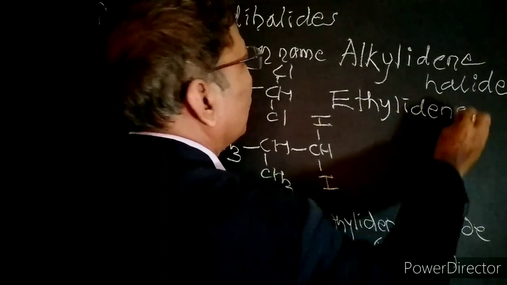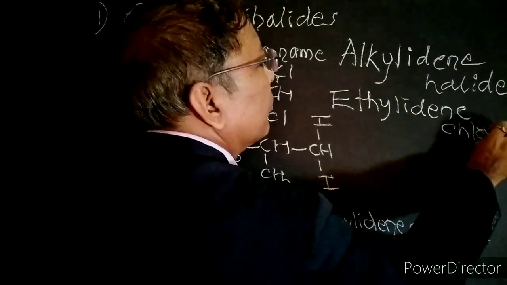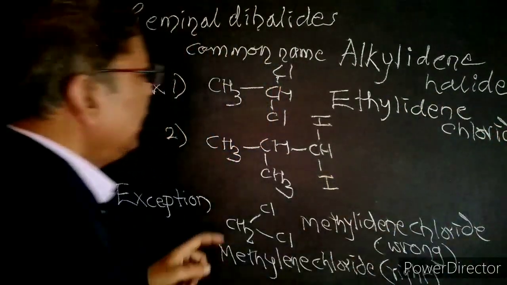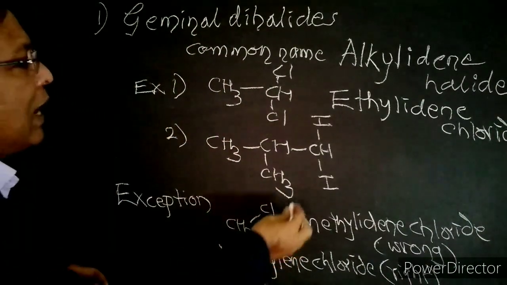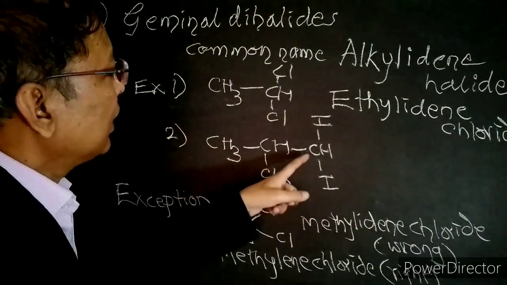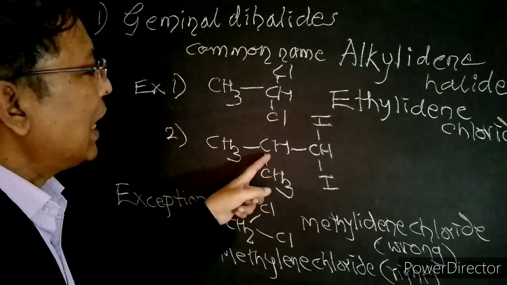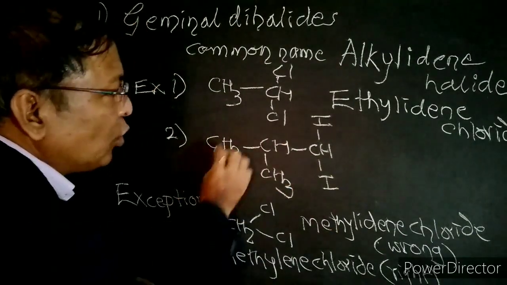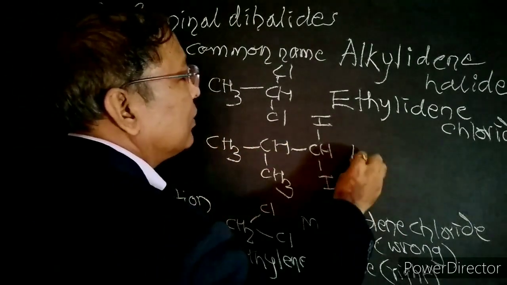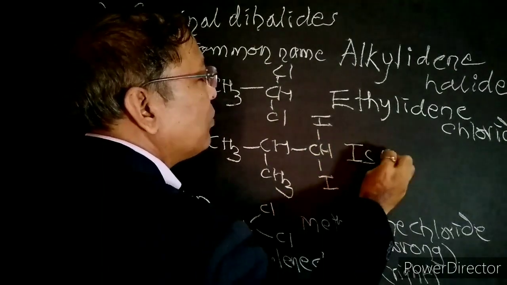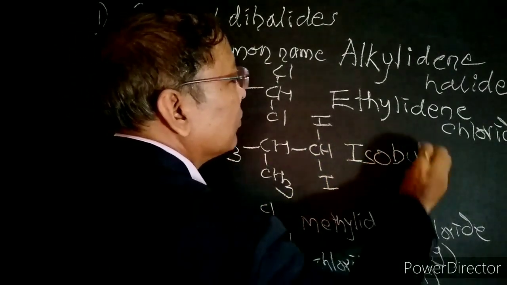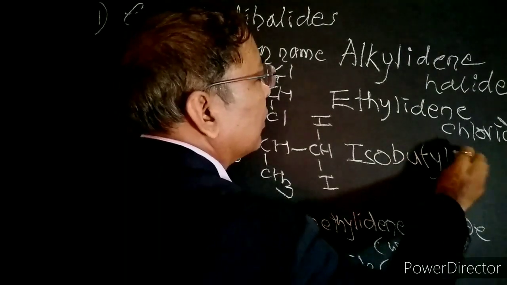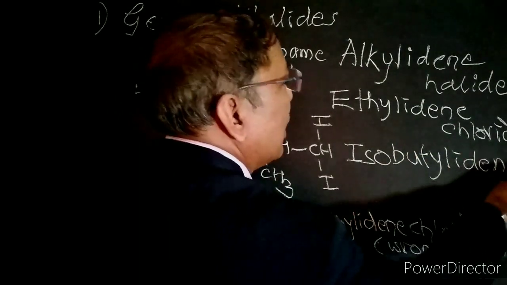Ethylidene chloride. If we consider this example, the 4 carbon atoms are there and one branch is there. This is isobutyl. Therefore, this becomes isobutylidene iodide.